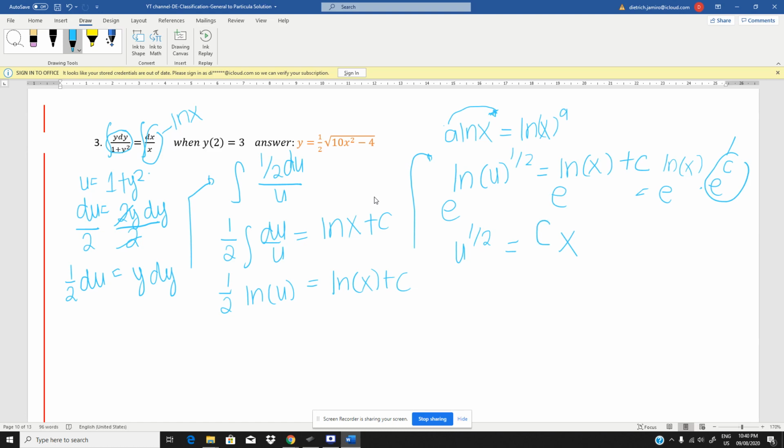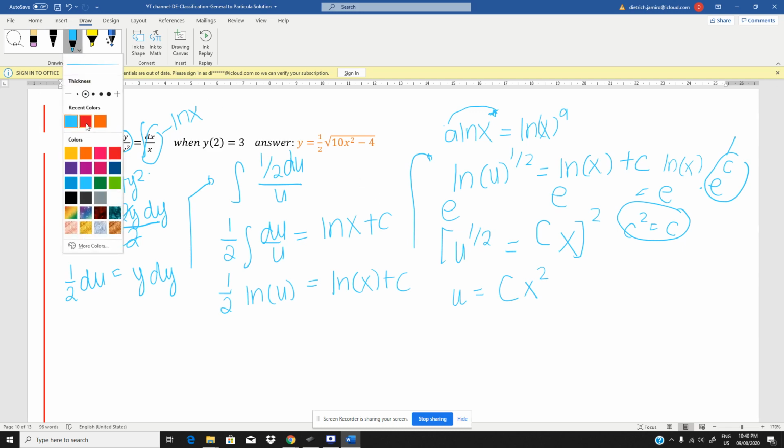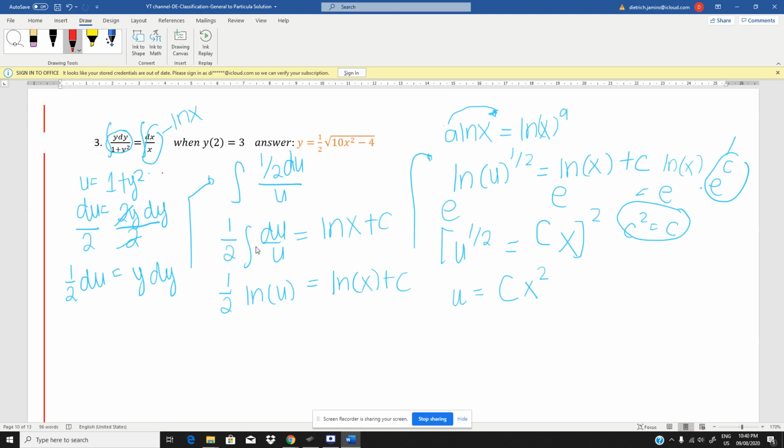By squaring both sides of the equation, u raised to 1 half will become u, is equal to c squared times x squared. c squared is also equivalent to c because it is just a constant. So we will have c times x squared. Now, we will change our u with our y variable. So u is equivalent to 1 plus y squared, which equals c x squared.